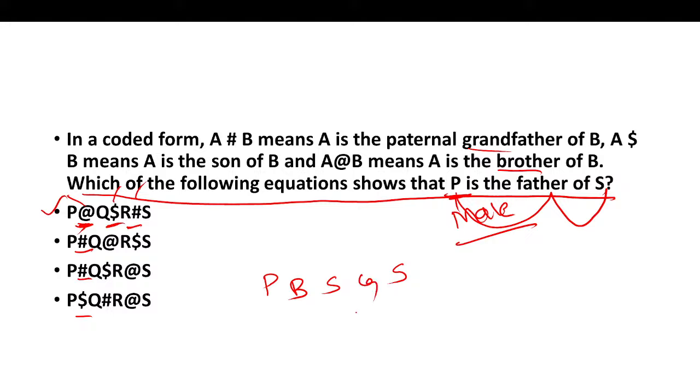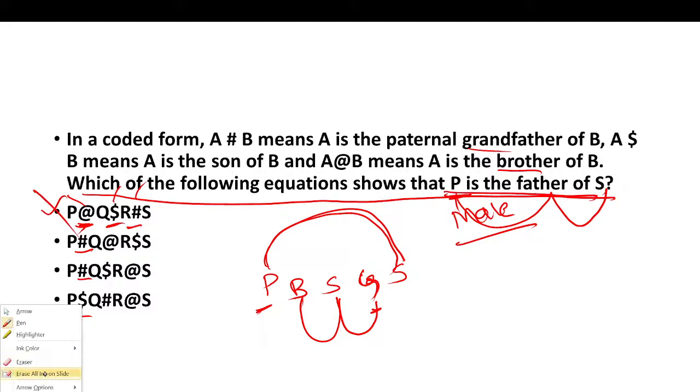So we have to identify the relation between P and S. Start from S, continue up to P. First grandfather. Grandfather's son. Grandfather's son is obviously father. Father's brother, uncle. So P is the uncle of S. But what we want is P is father of S. Option 1 cancel.